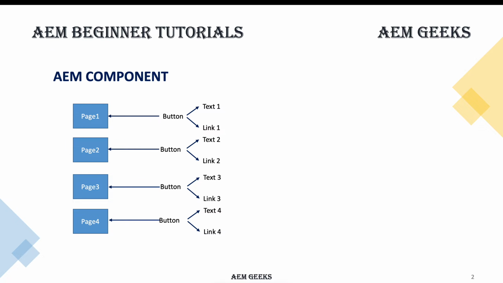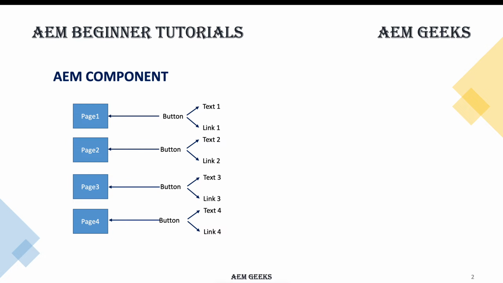Along with this, you have a way to write your business logic as well. Let's say you want to apply some business logic to the same button on the second page. You can do that in that component. Along with that, you can add custom styling as well. All of this can be achieved using an AEM component.